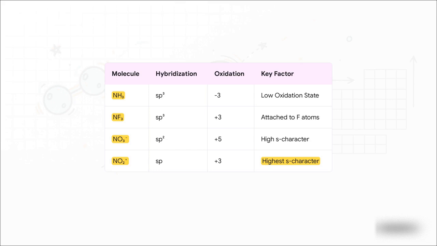So right away we know the sp nitrogen in NO2+ is the most electronegative, followed by the sp2 nitrogen in nitrate. Now we just have to sort out the two sp3s. In ammonia, nitrogen has a -3 oxidation state, but in NF3 it's bonded to 3 crazy electronegative fluorines, giving it a +3 oxidation state. A higher positive charge makes an atom more electronegative, so the nitrogen in NF3 pulls harder than the one in NH3. So, putting it all together, the final order of increasing nitrogen electronegativity is ammonia is the lowest, then nitrogen trifluoride, then the nitrate ion, and finally the nitronium ion is the most electronegative.